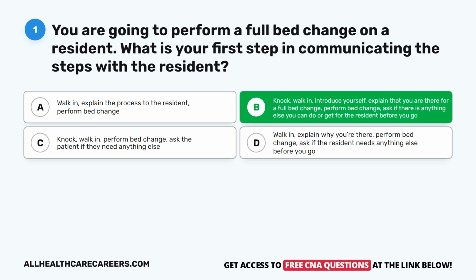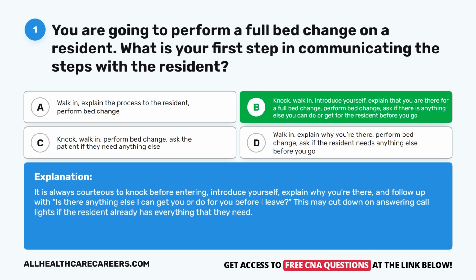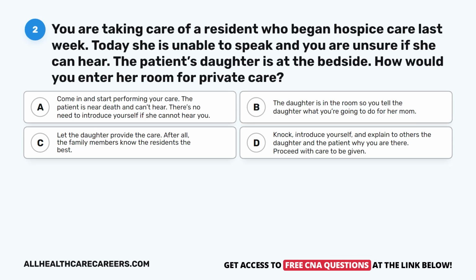The correct answer is B. Knock, walk in, introduce yourself, explain that you are there for a full bed change, perform bed change, ask if there is anything else you can do or get for the resident before you go. It is always courteous to knock before entering, introduce yourself, explain why you're there, and follow up with, "Is there anything else I can get you or do for you before I leave?" This may cut down on answering call lights if the resident already has everything that they need.